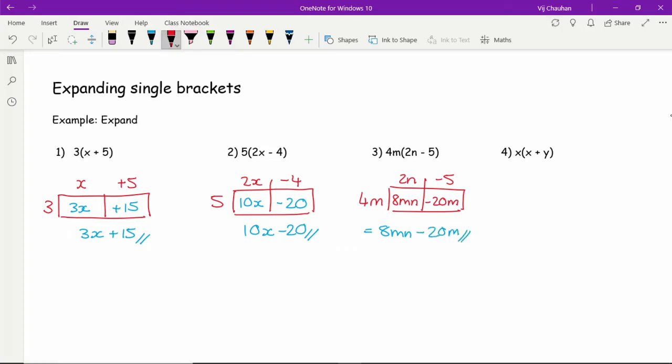And then finally for question 4, using this method, I've got x outside the bracket, and I've got x and a plus y. So x times x, let's remember in a different colour this time, gives x squared, and x times plus y gives me plus xy. The reason why it's not x plus y is because we are actually multiplying the rows and the columns together. So this will give me a final answer of x squared plus xy.